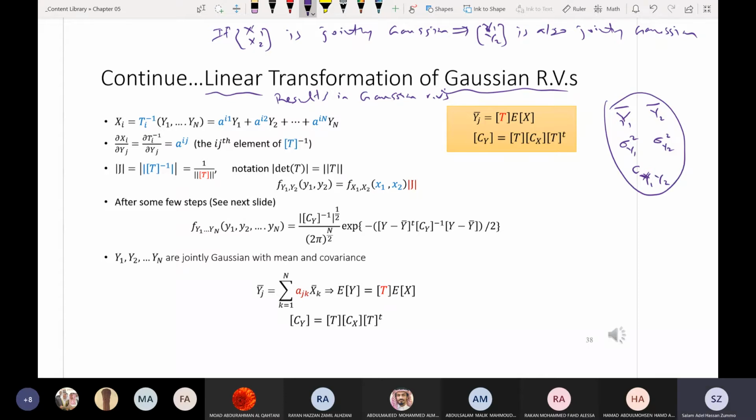Now, in order to determine this, simply I write the mean of y will be equal to the transformation matrix multiplied by the mean of x. So basically, the mean of y1, y2 will be equal to T, which is the transformation matrix, multiplied by the mean of x1, mean of x2. This T is the transformation matrix.